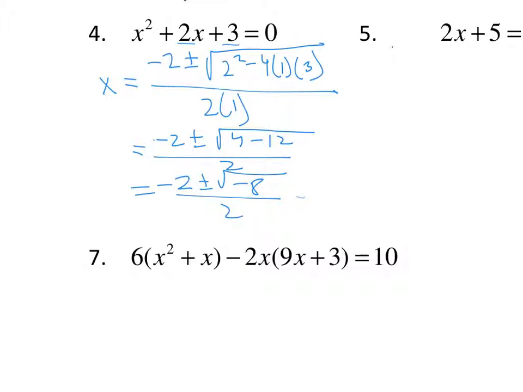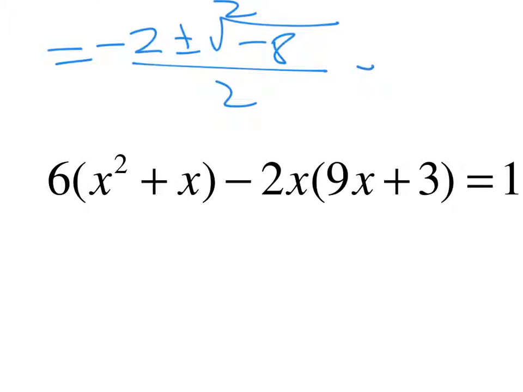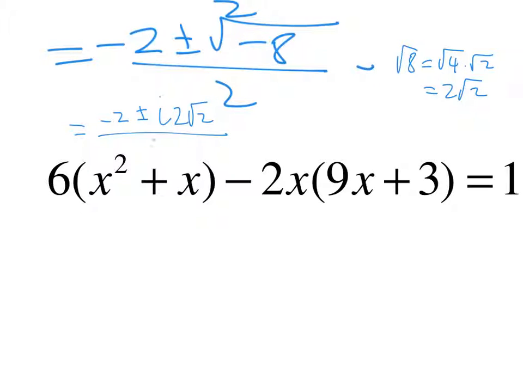That negative is going to come out as an i here. So we're going to have negative 2 plus or minus, we're going to have an i because of the negative. Now the square root of 8 is 4 times 2. So the square root of 4 we can do. Okay, so remember the square root of 8 is the square root of 4 times the square root of 2, which is 2 square root of 2. So let's replace that with 2 square root of 2, all over 2.